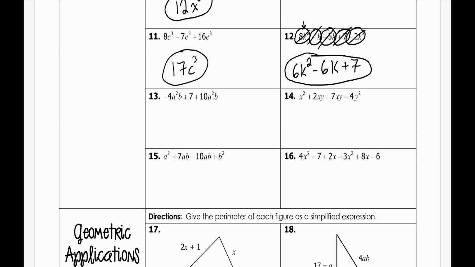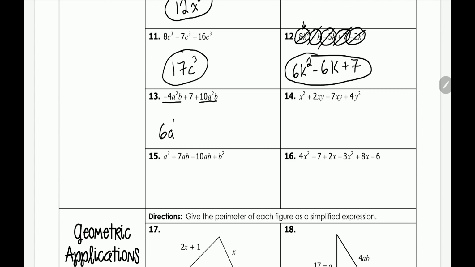Let's look at number 13 now. We have negative 4a squared b plus 7 plus 10a squared b. So we're going to combine the things that have the same variables and the same exponents. So a squared b. What else has an a squared b? Well, this 10a squared b does. So we have negative 4 plus 10. Well, negative 4 plus 10 gives us a positive 6.